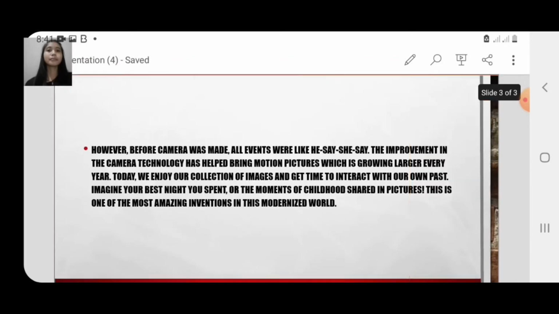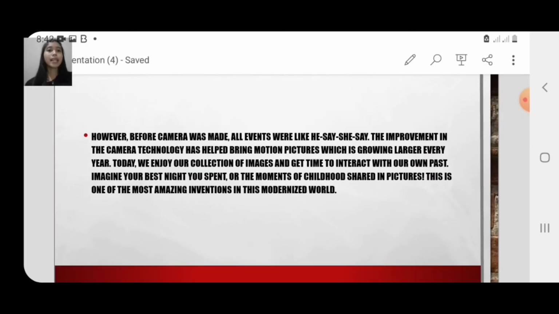However, before the camera was made, all events were like he said, she said. The improvements in camera technology have helped bring motion pictures, which are growing larger every year. Today, we enjoy our collection of images and get to interact with our own past. Imagine your best night out, or the moments our childhood shared in pictures. This is one of the most amazing inventions in this modernized world.